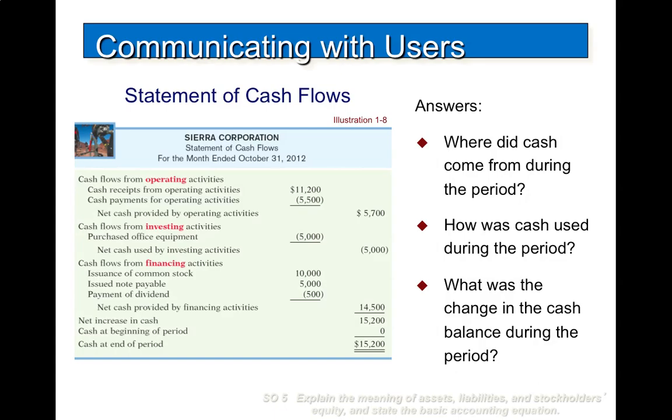The statement of cash flows will provide answers to these simple but important questions. Here they are. Where did the cash come from during the period? What was cash used during the period? How was cash used during the period? And what was the change in the cash balance during the period? Those are the three important questions that it will answer.